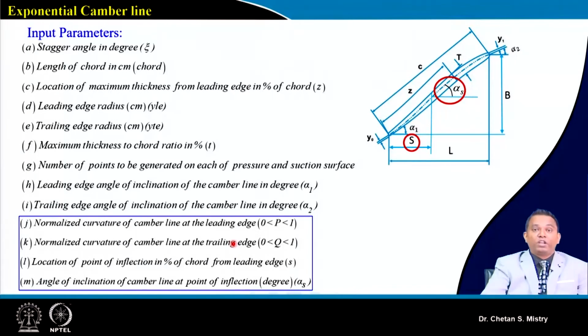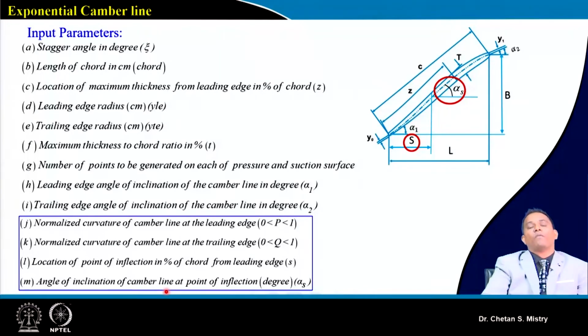Two additional points we need to care for here: the location point of inflection in percentage chord. So we are looking for where exactly we want to put our inflection point. Are we looking for this inflection point towards the leading edge? Are we looking for this inflection towards the trailing edge? At what location? That is very important, and that is what we define in terms of percentage chord. At the same time, we are also interested in putting in the inclination. At what inclination we put this line will make the shape of my aerofoil.